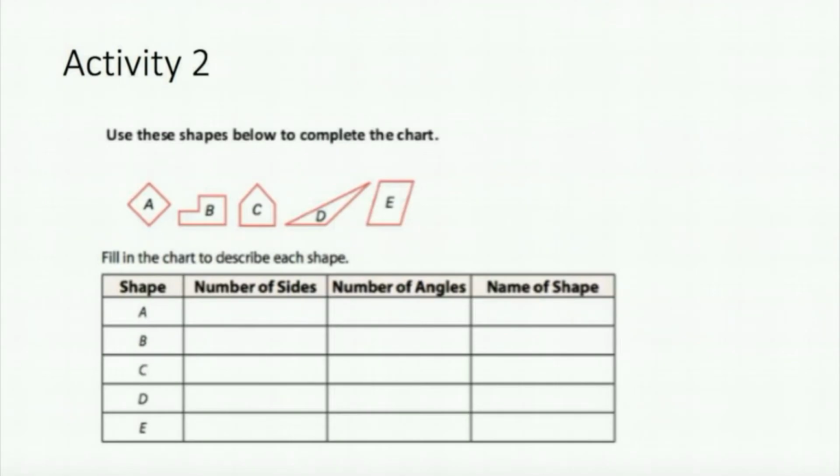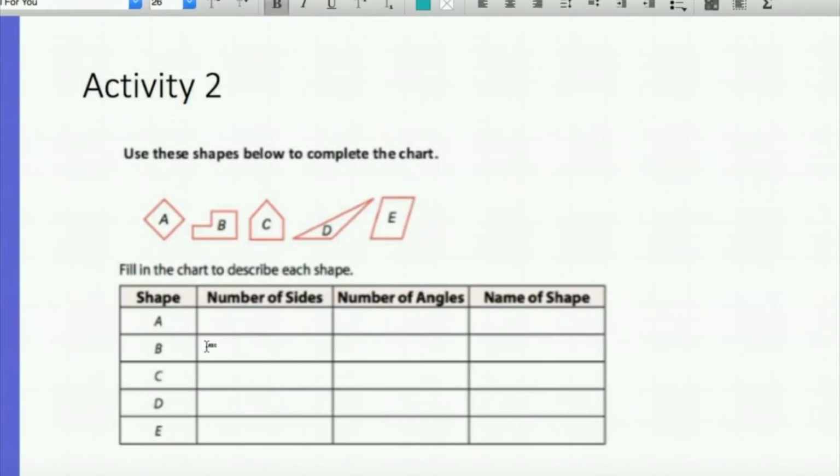All right, activity 2. This is one that is very similar, looking at those attributes again, those qualities or characteristics of each shape. And we're going to look at the number of sides, angles, and then naming that shape. I'm just going to kind of do every other one with you so you can do some on your own as well. So let's start with B. B looks funky. That's not just a normal shape that we have seen before in 2nd grade.